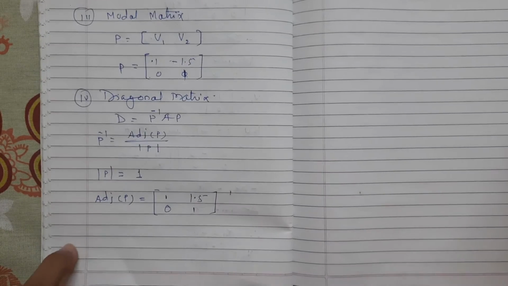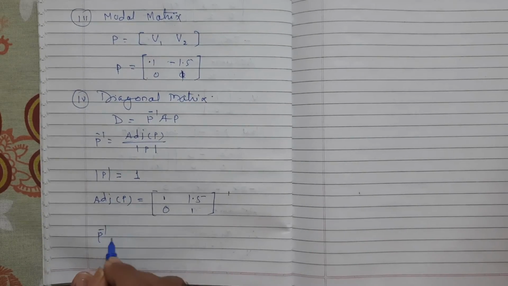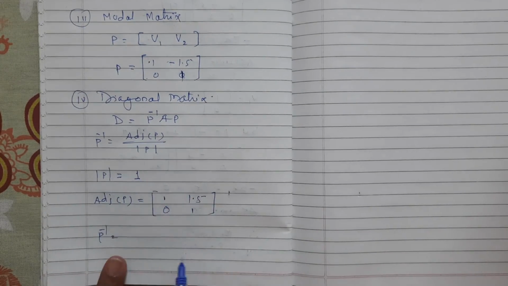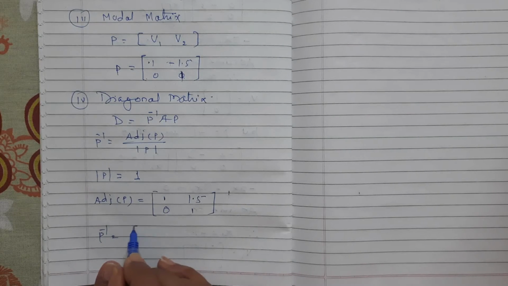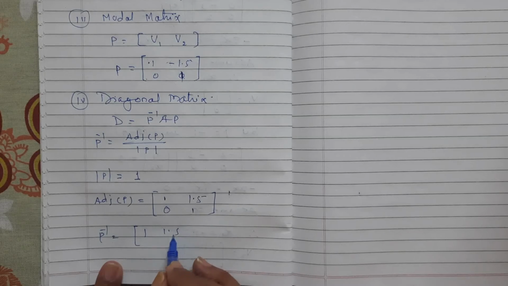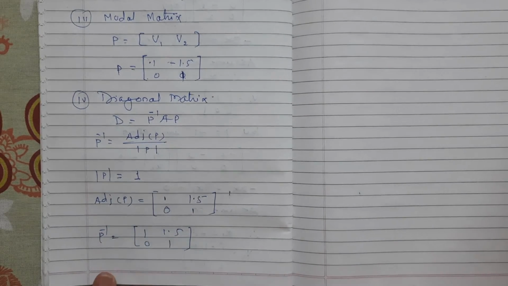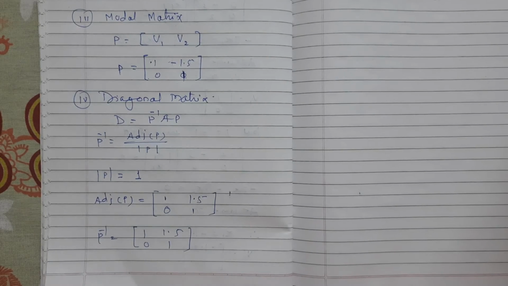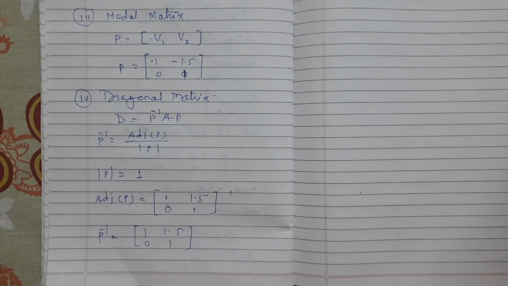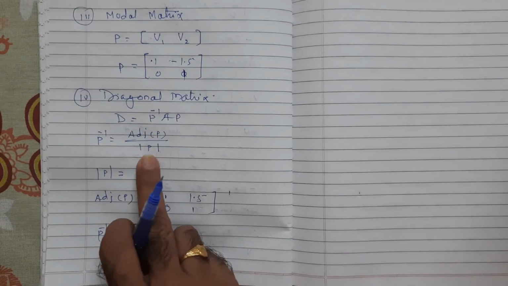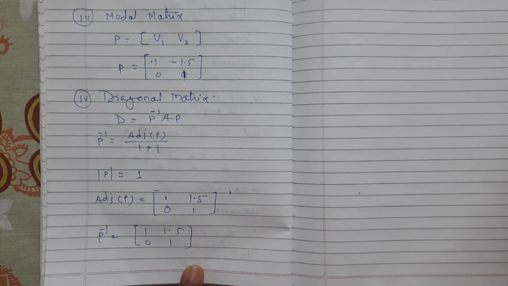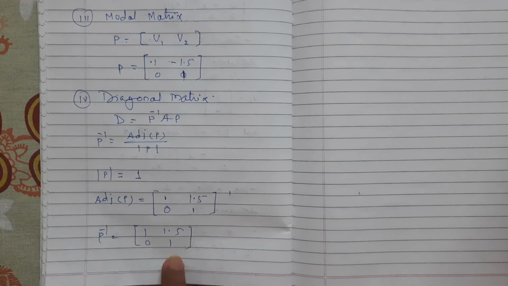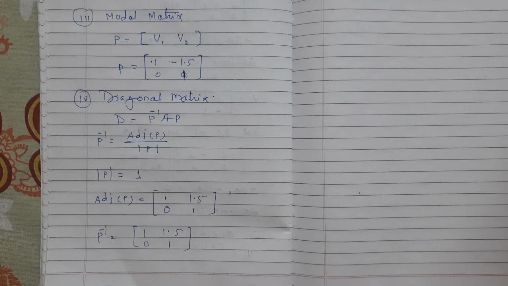So now my P inverse is equal to 1 by 1. So this equals to 1, 1.5, 0 and 1, divided by 1 remains same. So this is my P inverse: 1, 1.5, 0 and 1, because the determinant of the P is 1. So divided by 1, that becomes 1. So this is my P inverse.